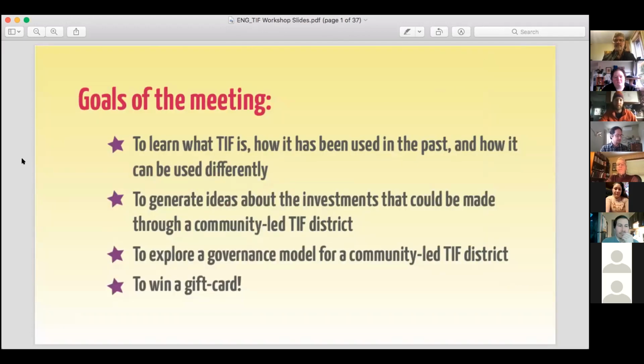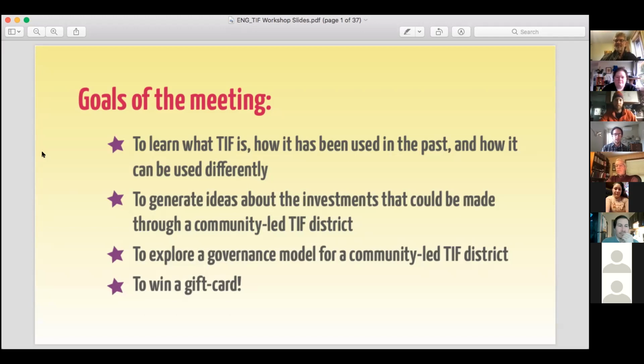So the goals for the presentation today are to learn about this project that we are working on to explore the potential creation of a new, what we're calling community-led development district in the Cully neighborhood. And this would be a new way of using an old tool that the city has used in other neighborhoods for many decades called TIF, tax increment financing. So we're going to learn what tax increment financing is, how it's been used in the past, and how our vision in Cully is to use it in a very different way.